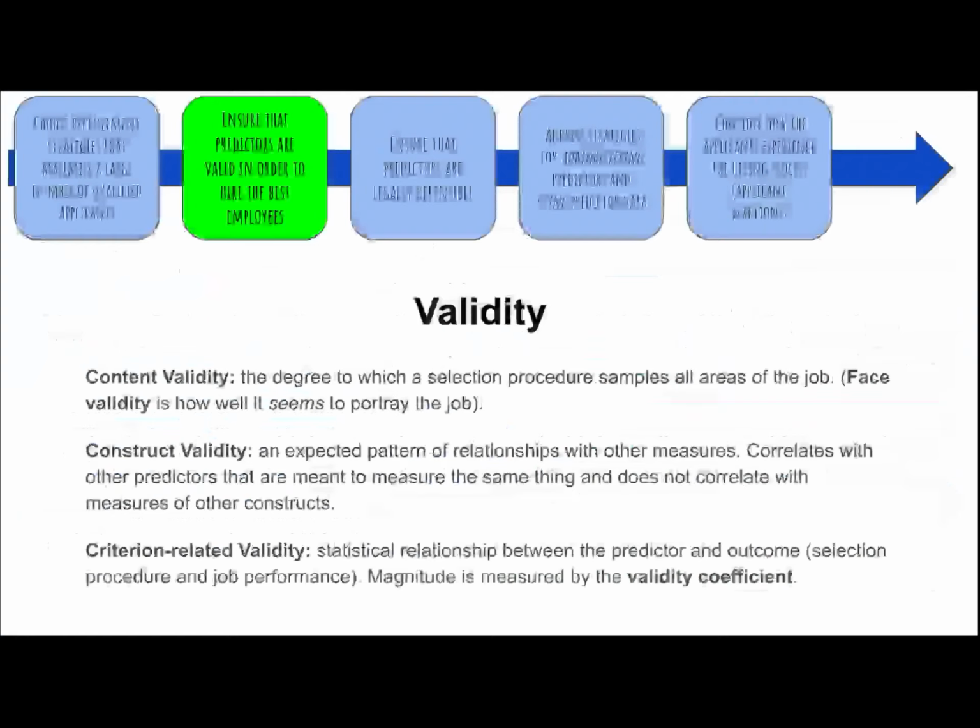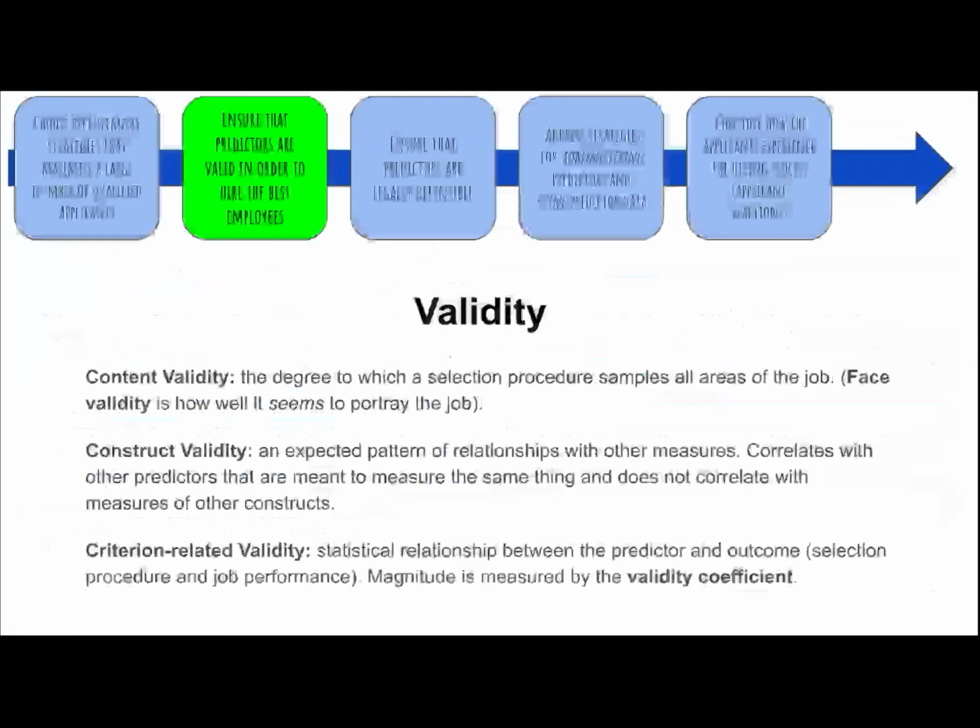Face validity is how well it seems to portray the job, and this is actually important too, but not as important as the content validity, making sure that your selection methods actually sample all the different areas of the job. For example, if you were hiring electricians, it would be very important for them to have good communication skills and good social skills, but you can't only look at that. You need to make sure that they have good skills as an electrician as well, and good skills as a worker, and many other skills.